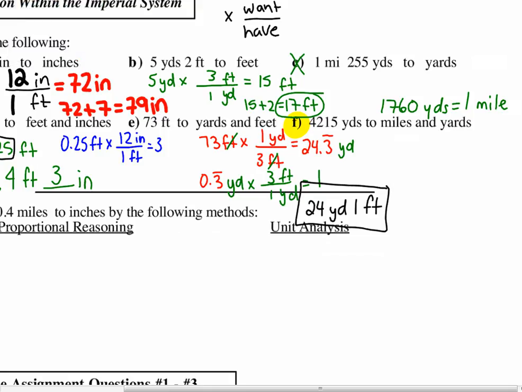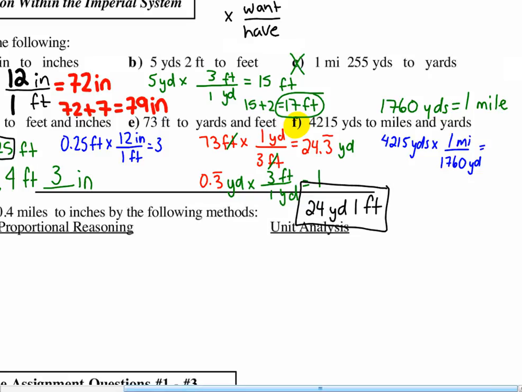There's multiple ways you could have solved this. When you multiply it by 1 mile over, so the unit for mile is mi, because you don't want to confuse it with meter, right? If it was just an m, then it looks like a meter. So mi is the unit for mile, over 1,760 yards. When you did that, you get a weird number, right?